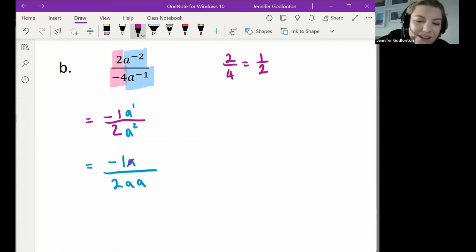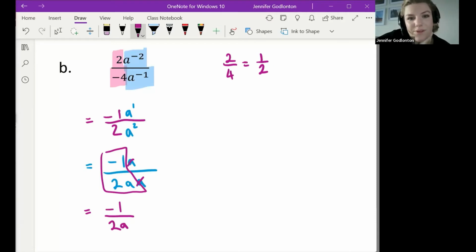So this A is going to cancel out with that A, and I'm still left with a fraction. So I have to keep it as a fraction. So I have to keep that negative 1 at the top, and then I'm going to have the 2A at the bottom. Okay. Makes sense? Yes. Great. Good. Well done, girl.